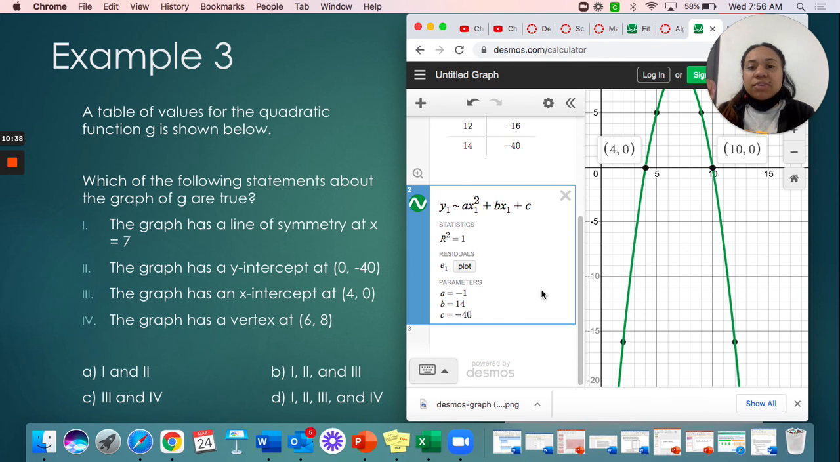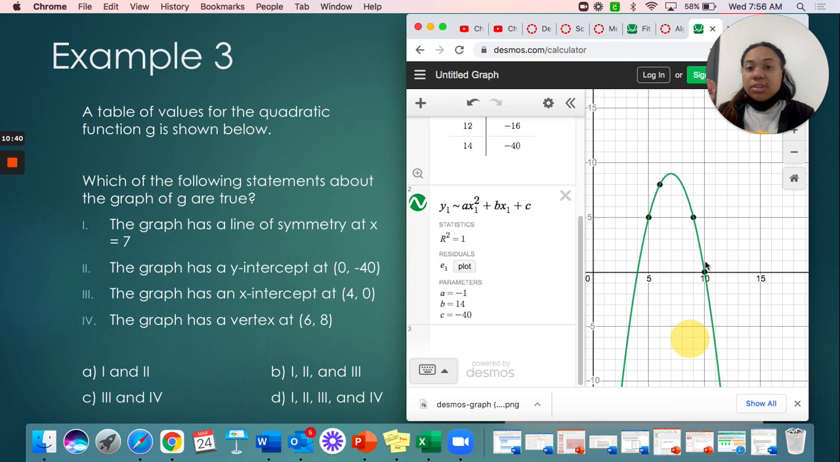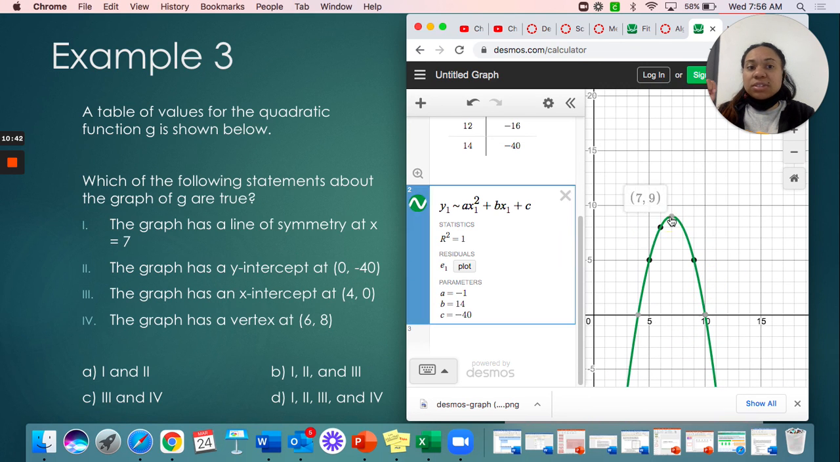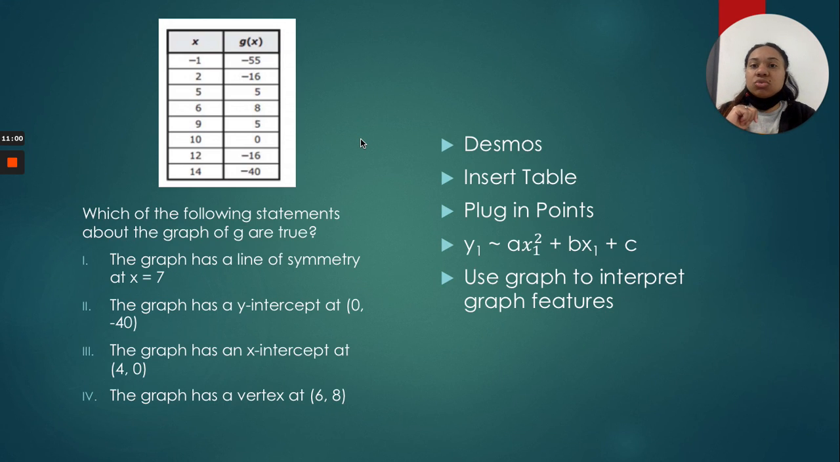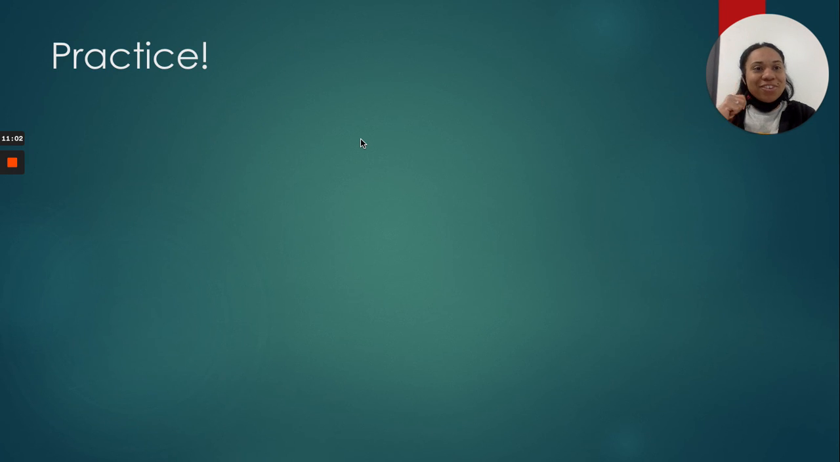And the graph has a vertex at 6, 8. Well, we already looked at what the vertex was. The vertex is at 7, 9. Remember, the vertex is the maximum or the minimum, but in this case, it is a maximum. So the vertex is actually at 7, 9, not 6, 8. So the only true statements are 1, 2, and 3. And how did I do that? I graphed it on Desmos. Use your tools. Awesome. Have a great day.